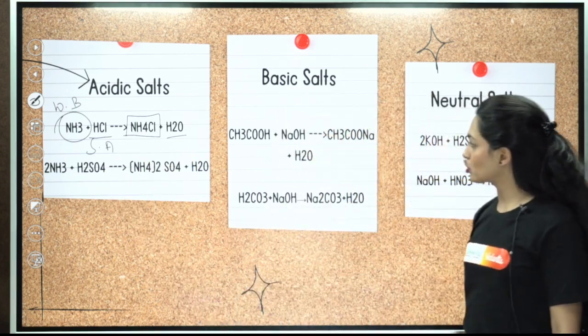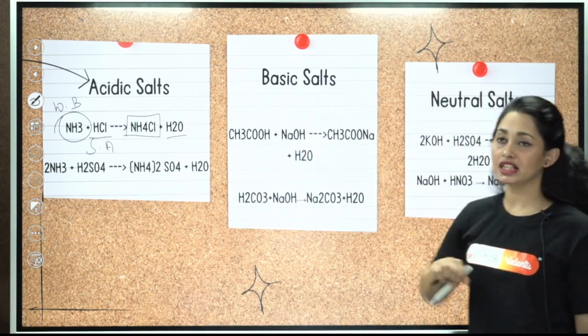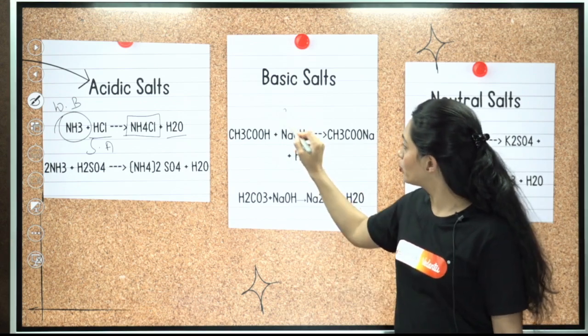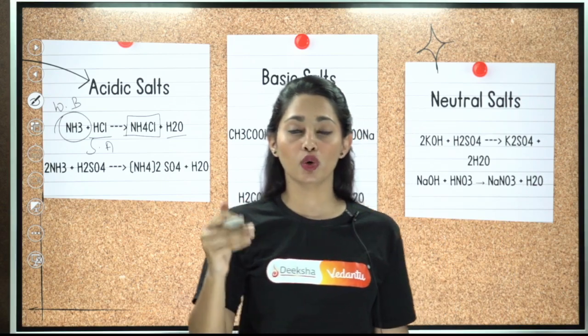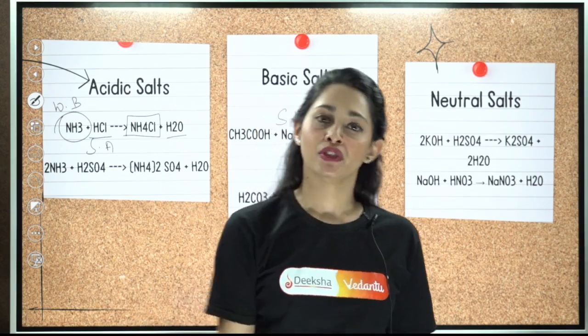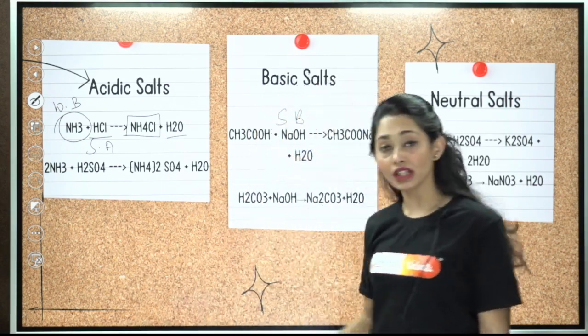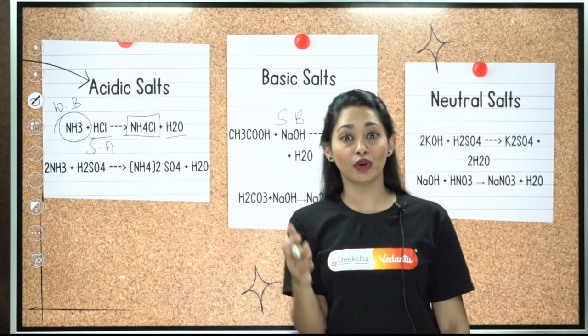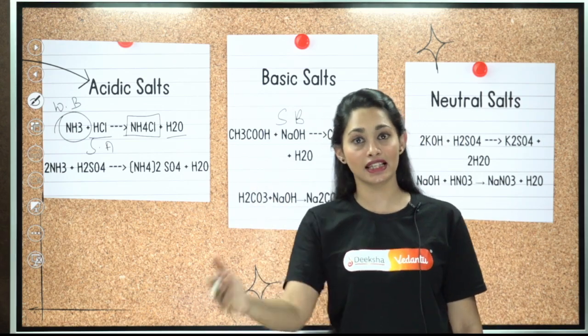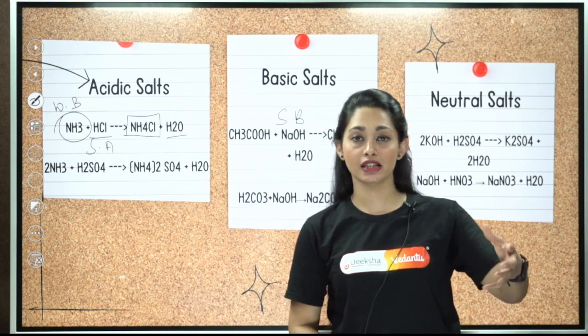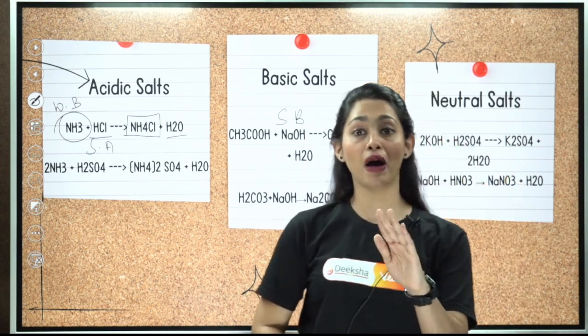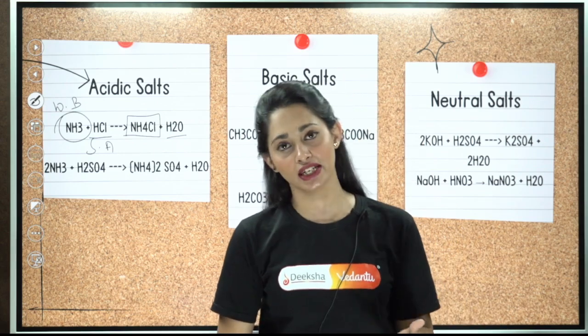And we have basic salts here. CH3COOH is reacting with NaOH. NaOH is a very strong base, we know that. Strong bases are those which ionize completely in water. Strong acids, so acids that completely dissociate, ionize in water, are called strong acids. On the other hand, weak acids or weak bases are those which partially, incompletely dissociate in water.